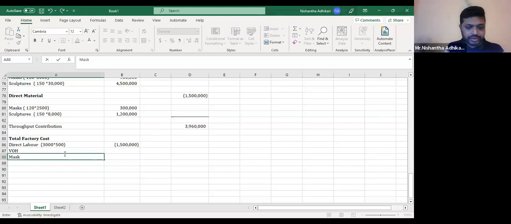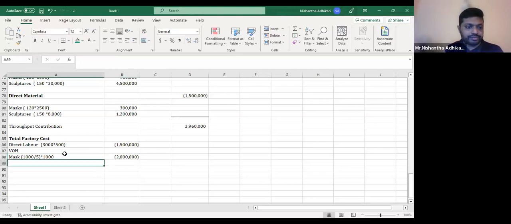Mask. Remember, at the moment we have allocated 1,000 hours. Each will use 5 hours, right? Rate is 1,000, right? Therefore, if you calculate this one, the value should be 2 million, right?